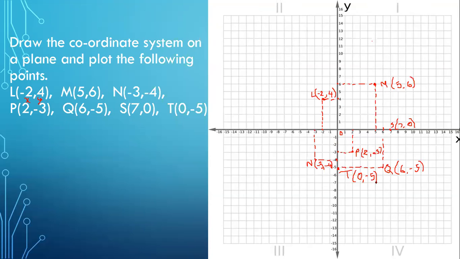So this is a way of plotting a point on a plane. You have to follow all the steps properly to solve these types of sums. Just go through the sum.